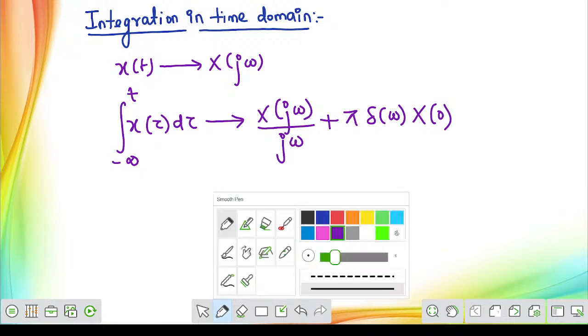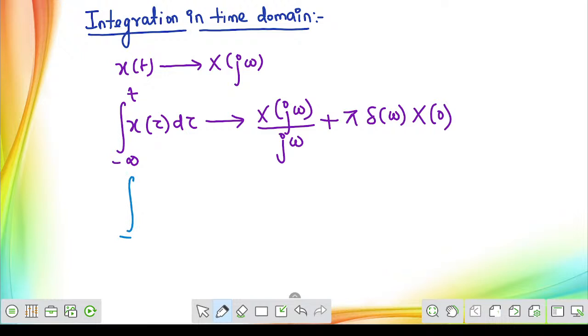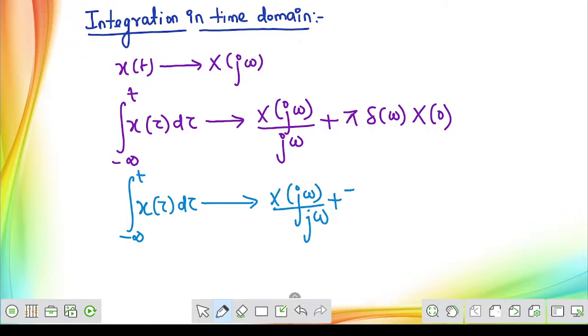In order to register this in your mind, I will write it one more time. Whenever we are taking the integration from minus infinity to t of x of tau d tau, what will be the Fourier transform? Just close your eyes and tell me the answer. X of j omega by j times omega plus, what will you write? Pi into delta of omega into x of 0. Don't forget.